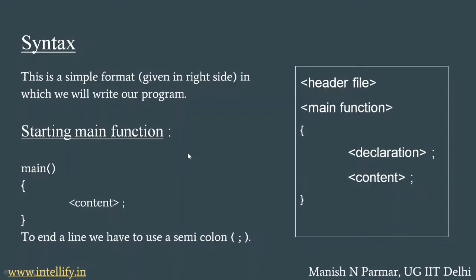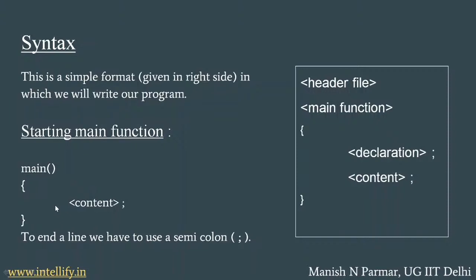Now, starting the main function. How can we start it? This is the structure of the main function: you write main, then put brackets, and then open and close it using curly braces. This is the opening curly brace and this is the closing curly brace, and inside main you write your content as I said. You can see that I am terminating my line using a semicolon. A semicolon is used to end a line. So this is my main function.